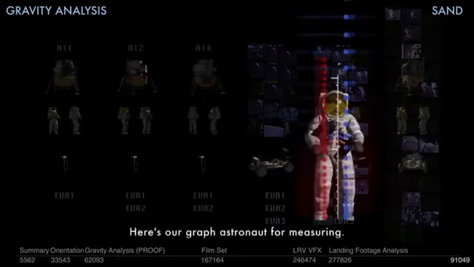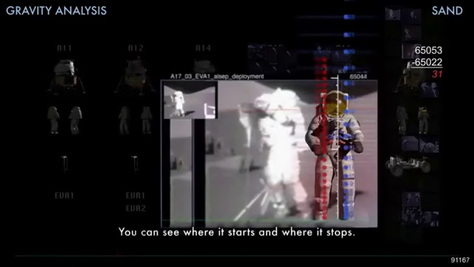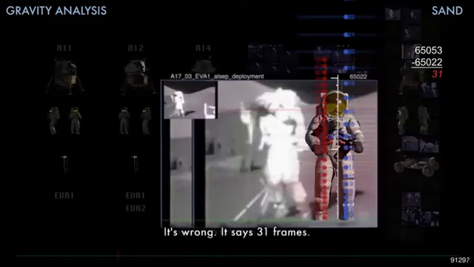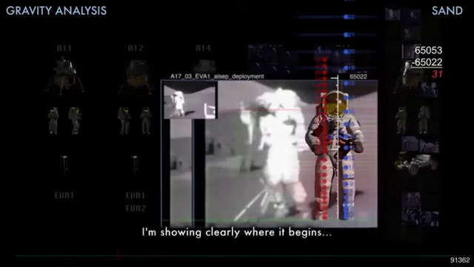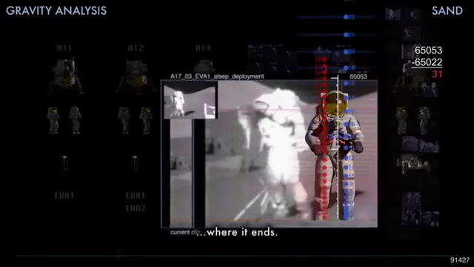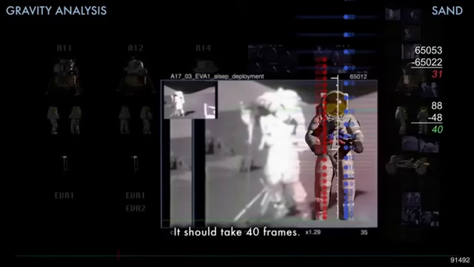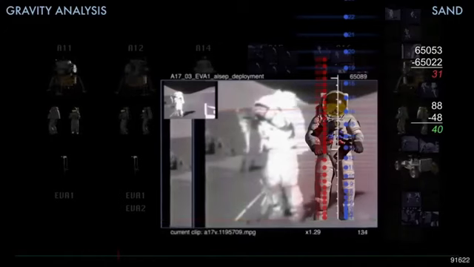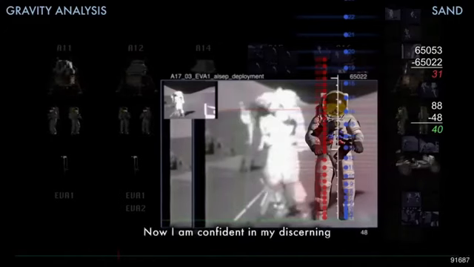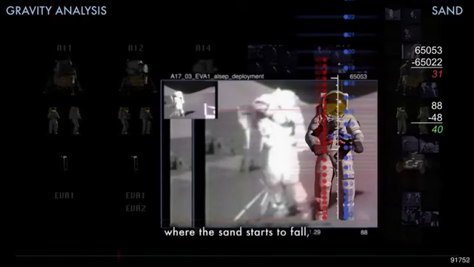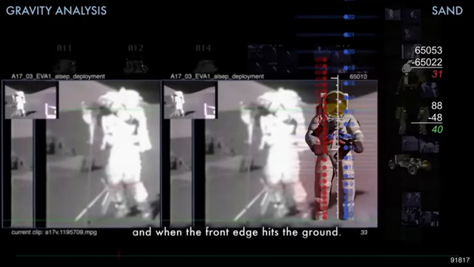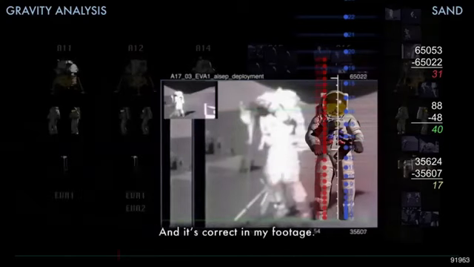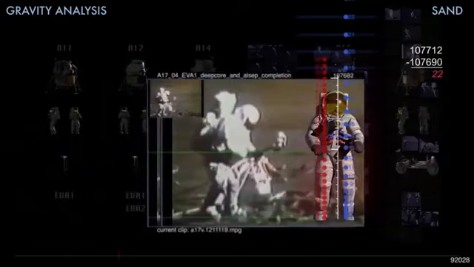Here's our graph for measuring, and here you saw the sand falling. NASA says 31 frames. I'm showing you clearly where it begins and where it ends, and it should take 40 frames. Now I am confident in my discerning where the sand starts to fall and when the front edge hits the ground. And it is correct in my footage.